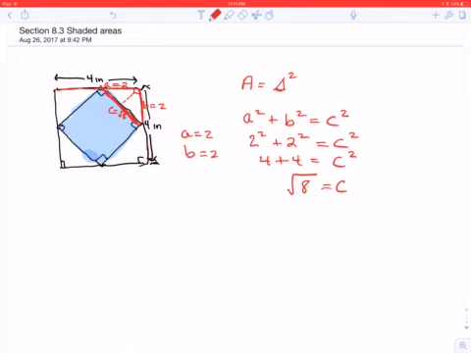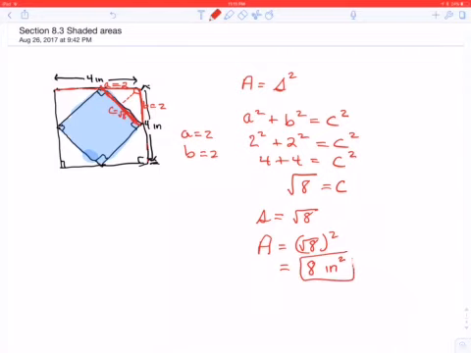Well, side C is also the length of a side of that square. So if I substitute that into the formula, the area is the length of a side squared. Well, if you square root, it just undoes it. So I'll have 8, and we're in inches, so it'll be 8 square inches for the area.